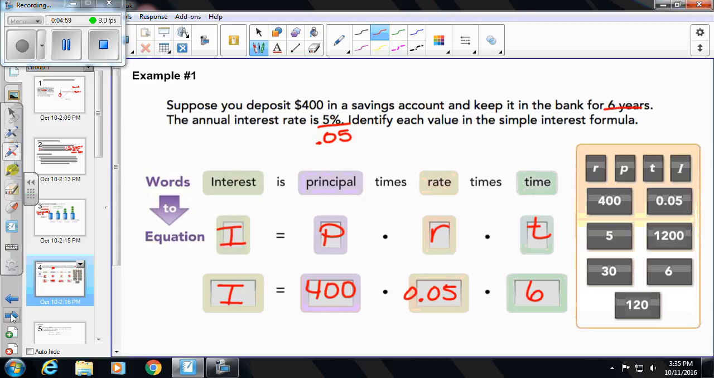So when I multiply all these numbers together, I get an interest of $120. Not too shabby.